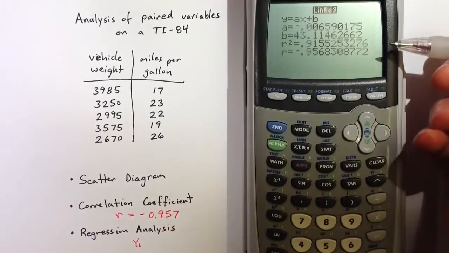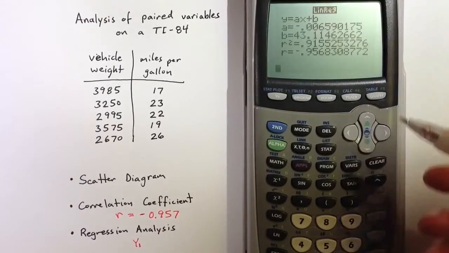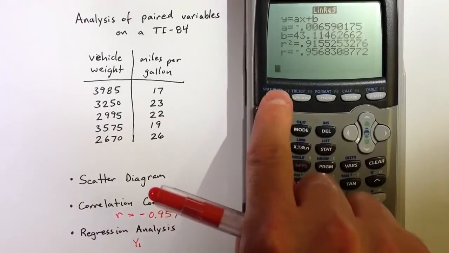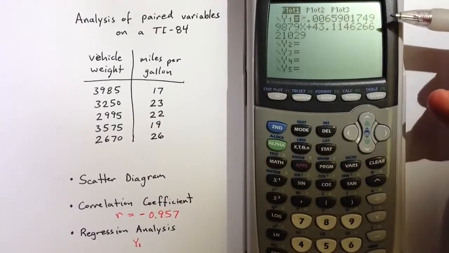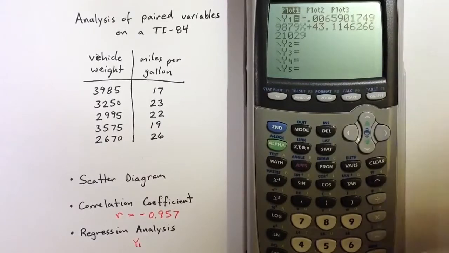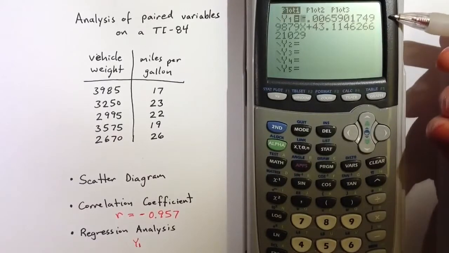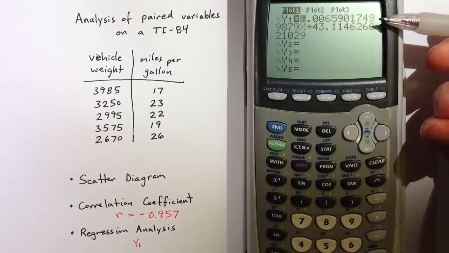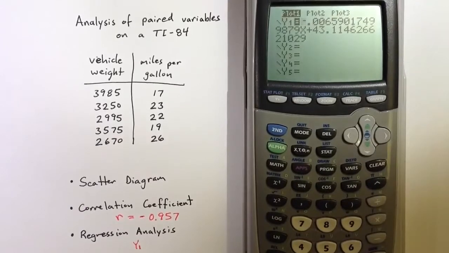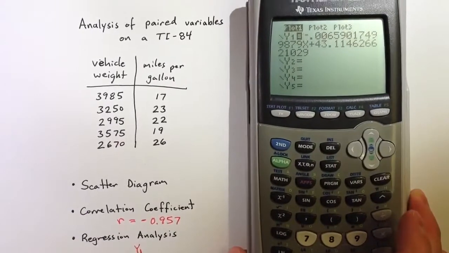And what else? Those values, the a and b values, they're stored now in the Y equals menu as Y1, by adding Y1 to that list. And what's great about doing it that way is that the calculator then doesn't do any rounding. It just puts as much information as it has into the Y equals menu.